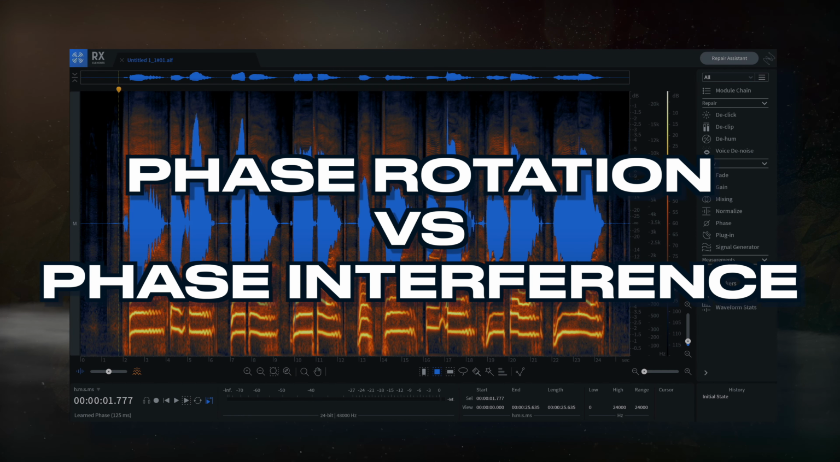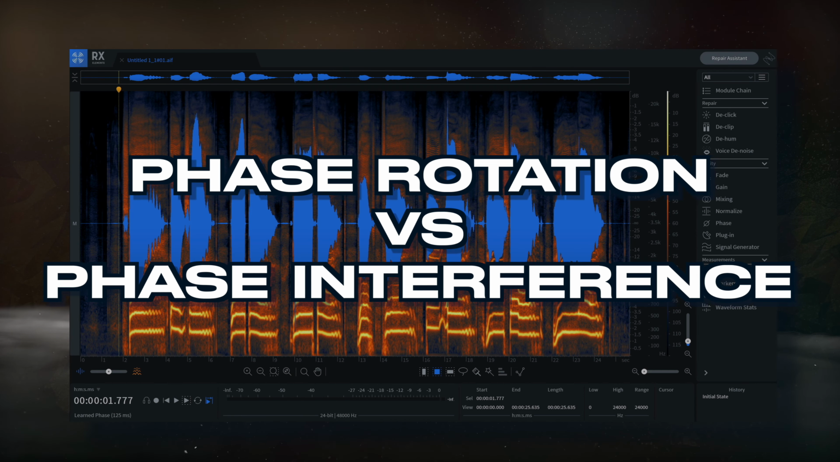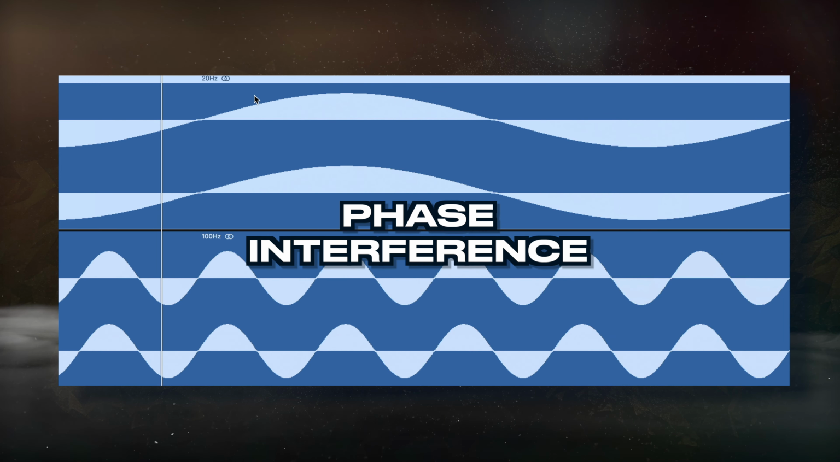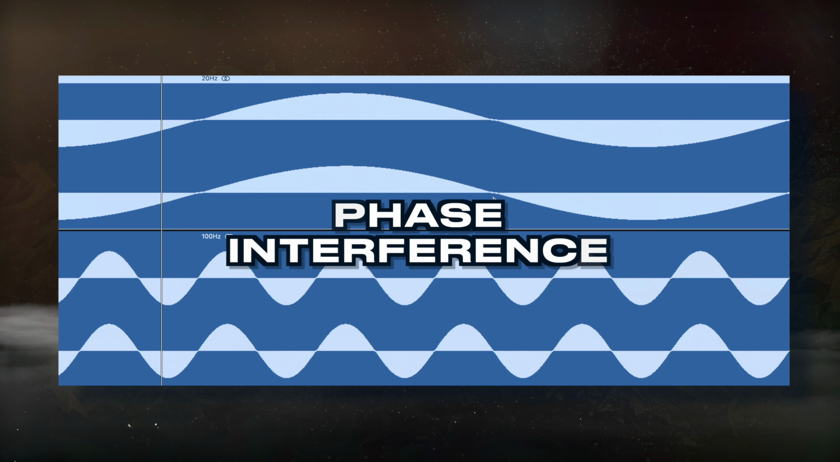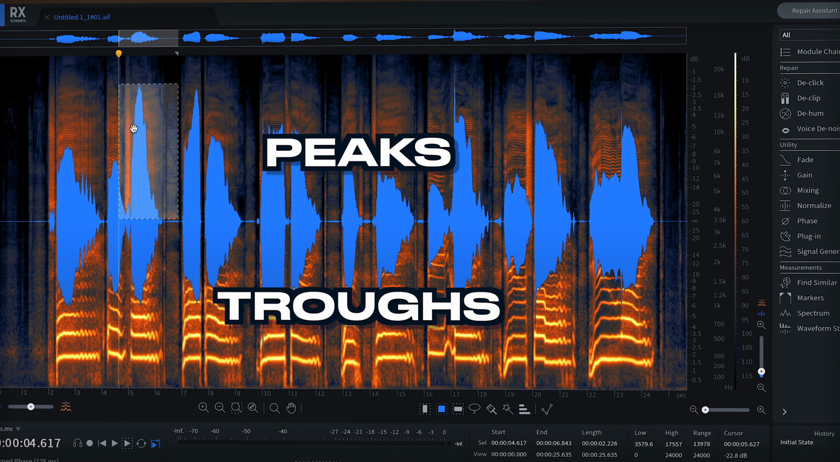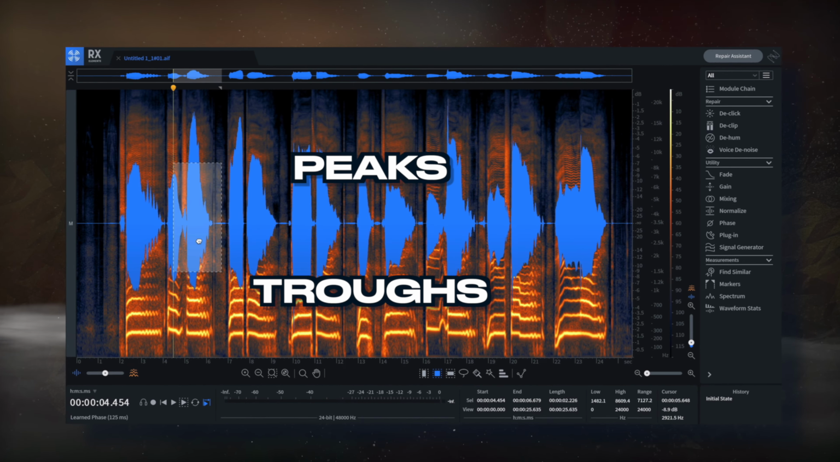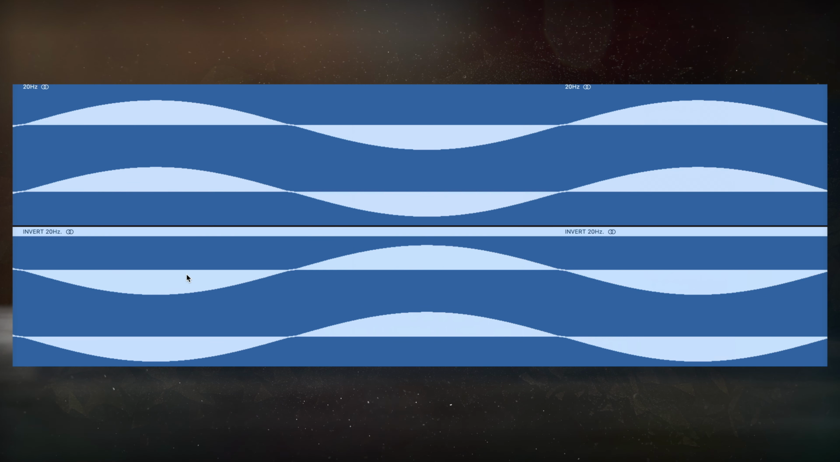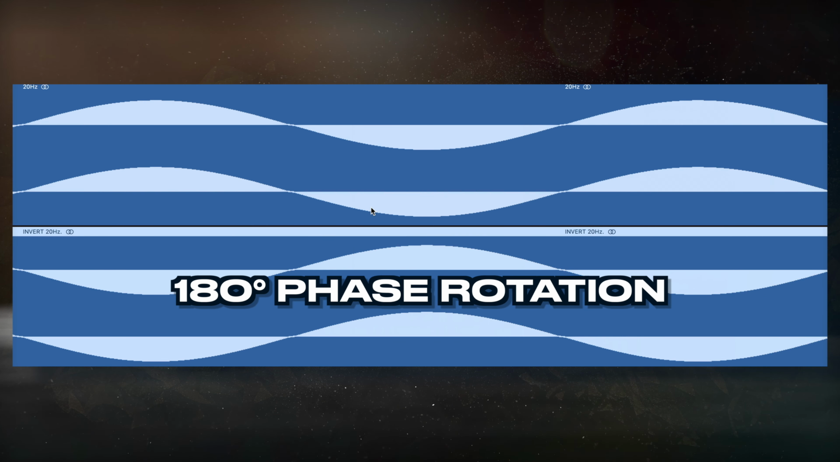Next, we're explaining phase rotation versus phase interference. Whereas phase interference has to do with the relationship between multiple signals, phase rotation has to do with the orientation of peaks and troughs within an individual signal or track. For example, inverting the phase, like I did in the last chapter, is a complete phase rotation in which we completely flip the peaks and the troughs.